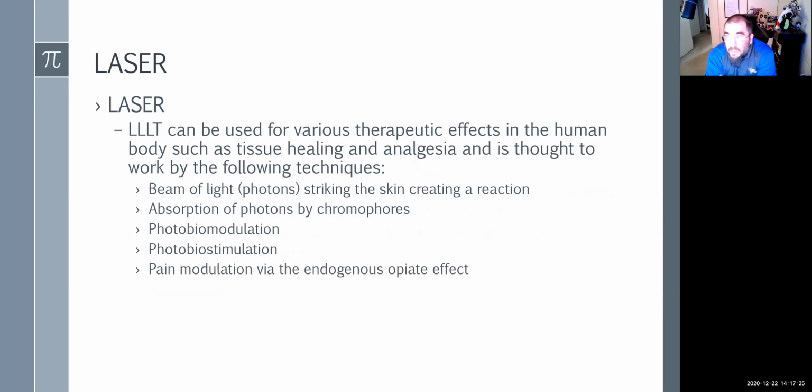It can be used for various therapeutic effects in the human body, like tissue healing and analgesia, and it's thought to work by the following mechanisms. That beam of light strikes the skin and creates a reaction. The photons get absorbed by chromophores. You get photobiomodulation because of the light. You get photobiostimulation, meaning that you trigger up those mitochondria to go. And then there will be some pain modulation by the endogenous opiate effect, meaning that you're causing a little bit of discomfort in the cells, which releases an opiate, which relieves pain.